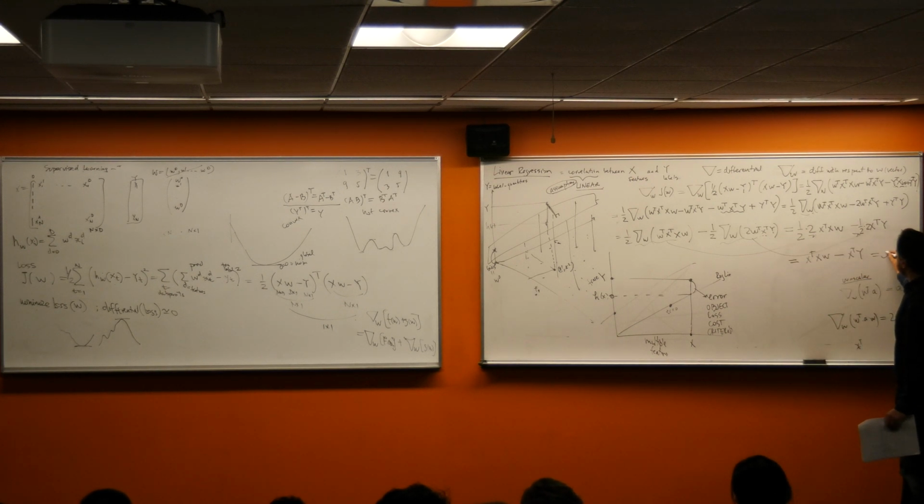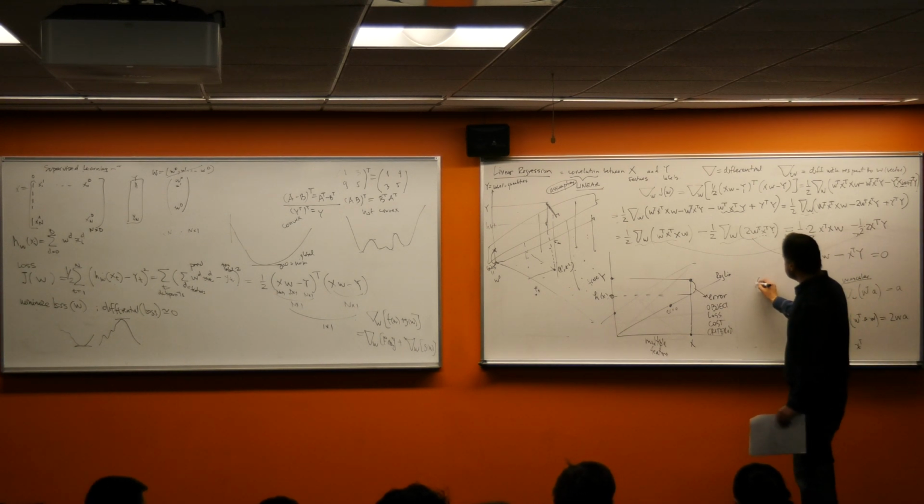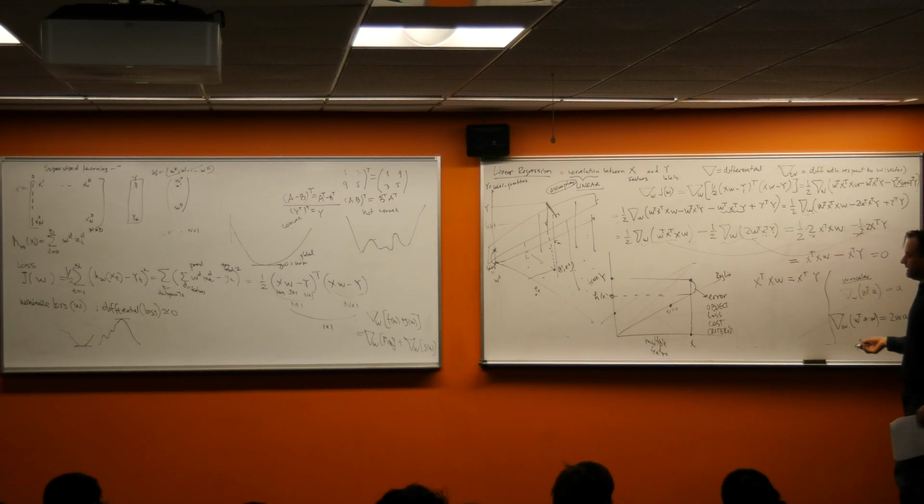From here we say this is 0, right? That's what we said from the beginning. We want to set the differential equal to 0. So how do we solve this equation now? X transpose X W equals X transpose Y, right? Because 0 means equal, right? So what do we do?